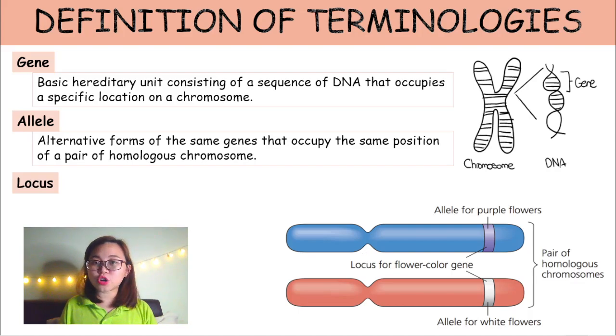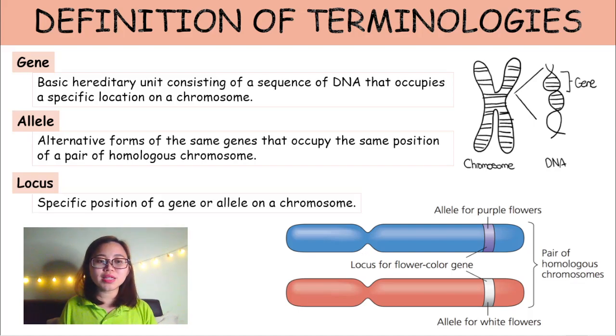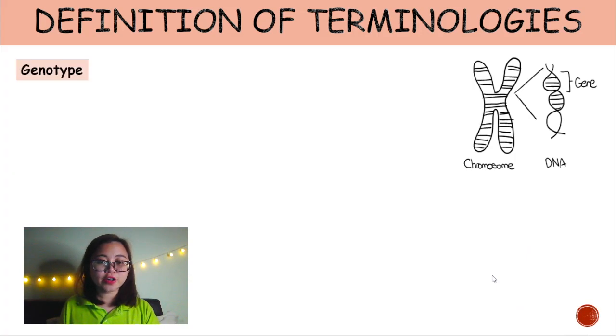And we also need to talk about locus. What does locus mean? It is the specific position of a gene or an allele on a chromosome. Secara ringkasnya, locus adalah location, lokasi di mana gene atau allele itu akan duduk pada kromosom. So as you can see here, the locus for this flower color gene, whether the allele is purple or allele is white, is this area, this position on the chromosome. Okay, let us move on.